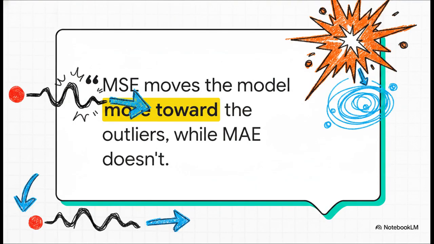As the source material plainly states, MSE moves the model more toward the outliers while MAE doesn't. Because the penalty of 100 in our previous example is just so astronomically high, the training algorithm kind of panics. It desperately wants to reduce that specific 100-point penalty, so it drags the entire model's prediction line toward the anomaly just to ease the mathematical pain.